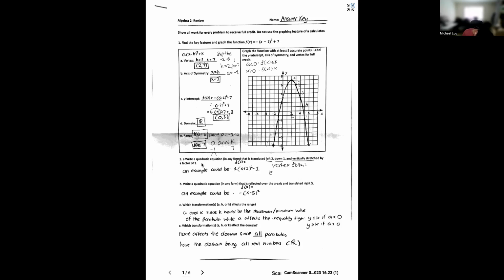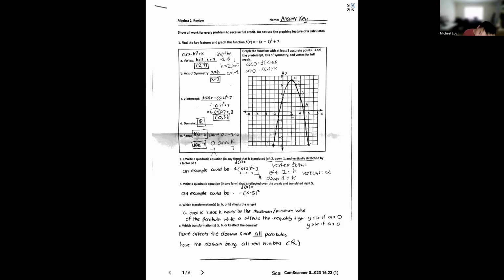So if I say left 2, that relates to h. If I say down 1, that relates to k. And then vertical stretch means that I have to relate to a. If it's left 2, I'm going to think that if it's left, I'm going to put a plus sign. And if I think down 1, I'm going to imagine exactly what it is. Down 1 means it's less, so I'm going to put a negative sign. If I said something like right 3, that would be x minus 3 squared. If I said up 4, that would be x squared plus 4. That's something to keep in mind.